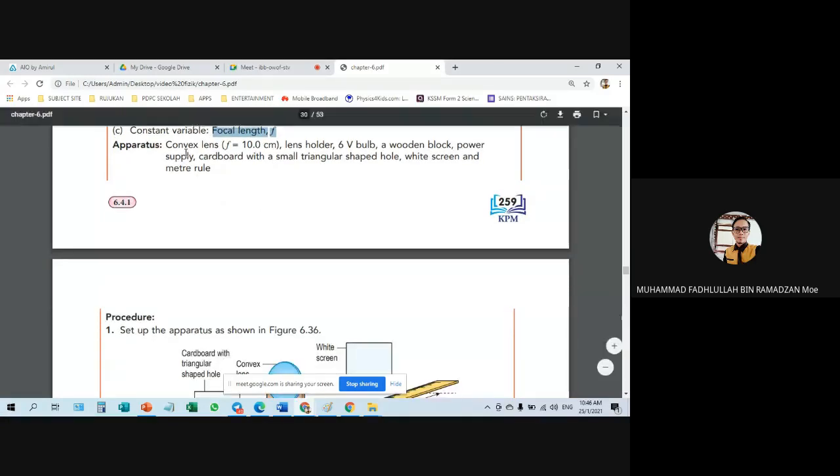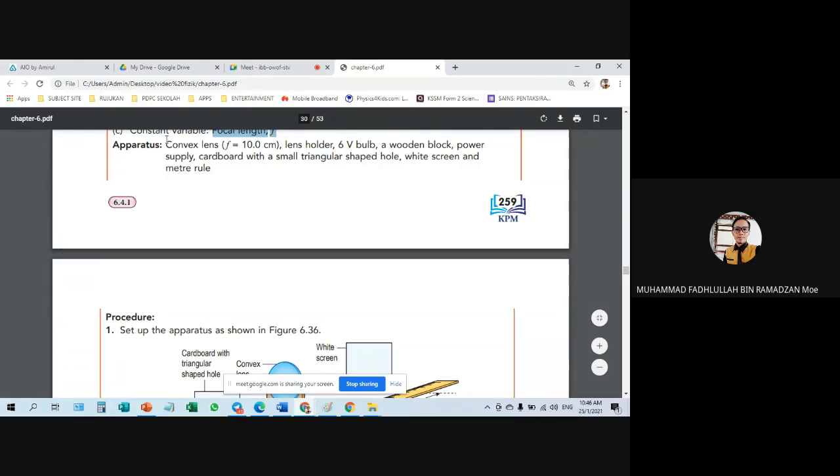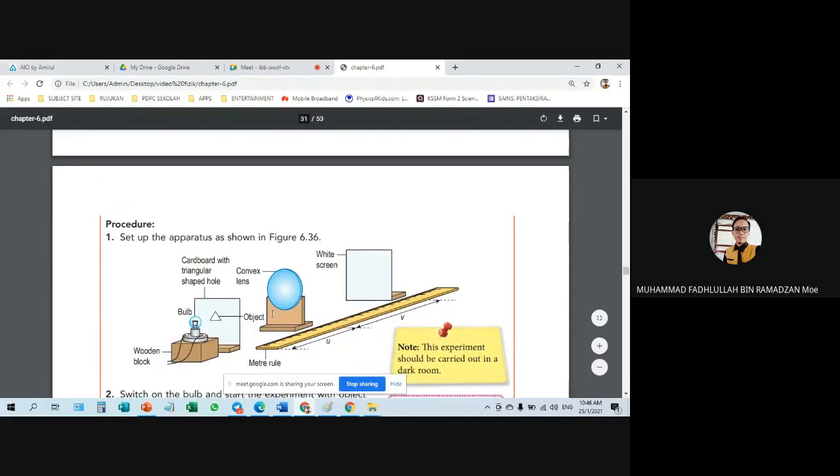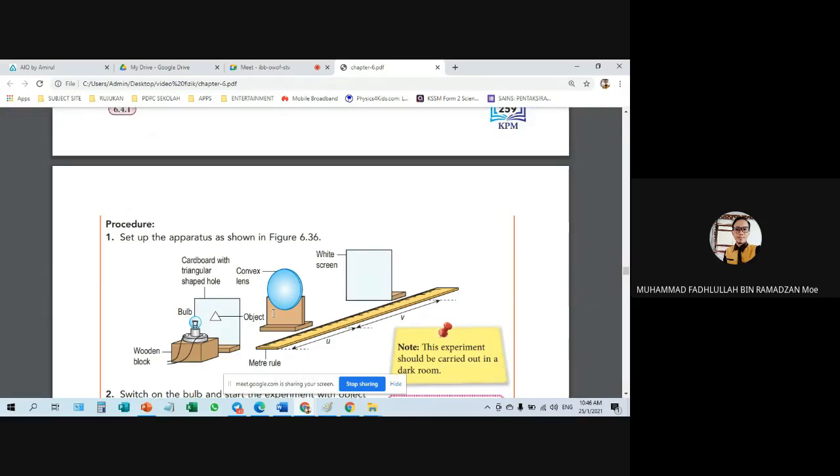Okay, so kita ada apa dekat sini, the convex lens. So dia dah bagi dekat situ convex lens is 10 cm, and then we have a lens holder, and then we have the bulb, we have a wooden block. So kalau kita tengok a wooden block dekat sini, just kita nak make sure the bulb kita boleh letak higher position. Okay, and then we have a power supply. Make sure the bulb ni tadi kita boleh ignite.